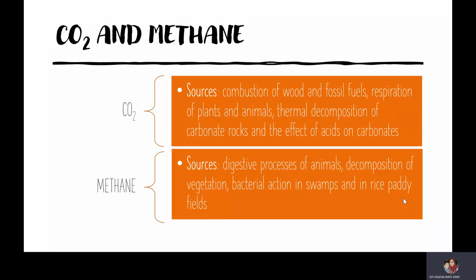This is carbon dioxide and methane, also known as greenhouse gases. The sources of carbon dioxide are the combustion of wood and fuel, respiration of plants and animals including humans, thermal decomposition of carbonate rocks, and the effect of acids on carbonates. When there is a reaction of acids on carbonates, because carbonate contains a carbon atom, it will produce carbon dioxide gas. Methane comes from the digestive processes of animals, decomposition of vegetation, bacterial action in swamps, and in rice paddies.